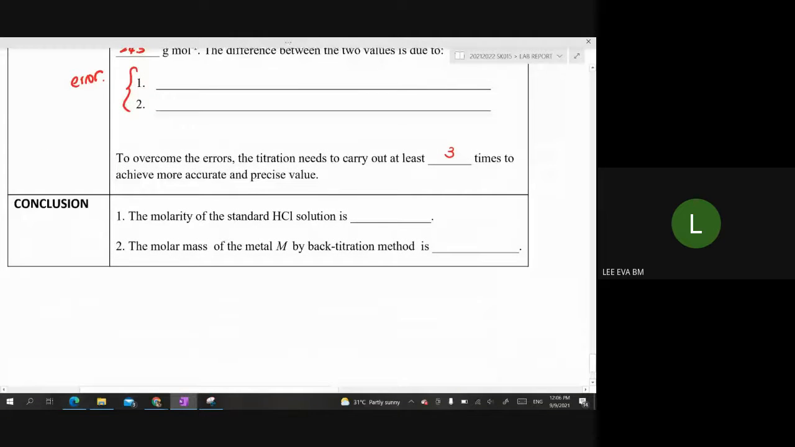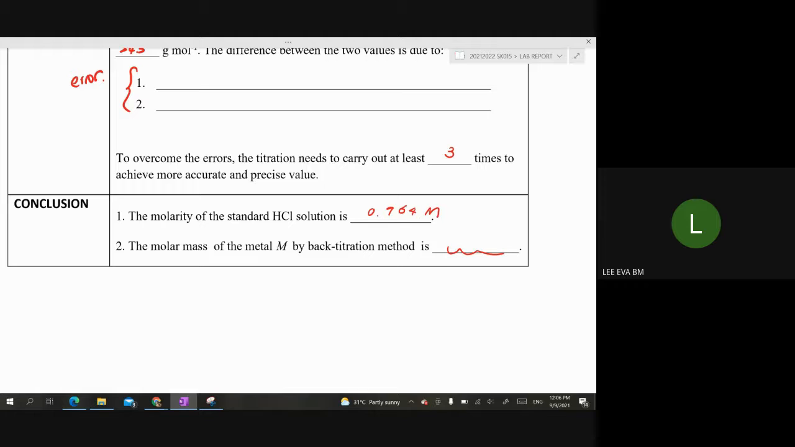Okay. So for your conclusion, answering your learning outcome, the first one, the molarity of the standard HCl solution in your calculation. Just now we have 0.964 molar. And then the molar mass using the back titration, using the average molar mass we have, 23.79. Don't forget about the unit lah, gram per mole.